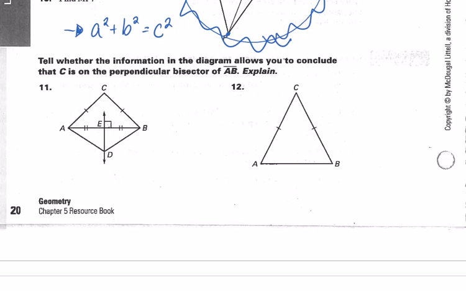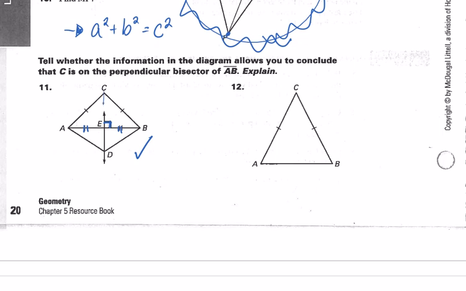Alright, so it says, is there enough information to allow us to conclude C is on the perpendicular bisector? So I would go look back and see what information you have. Here, for number 11, I do have the perpendicular and I have the bisector piece. So yes, there is enough information. But what about the next problem? It certainly looks like there's not that much information.